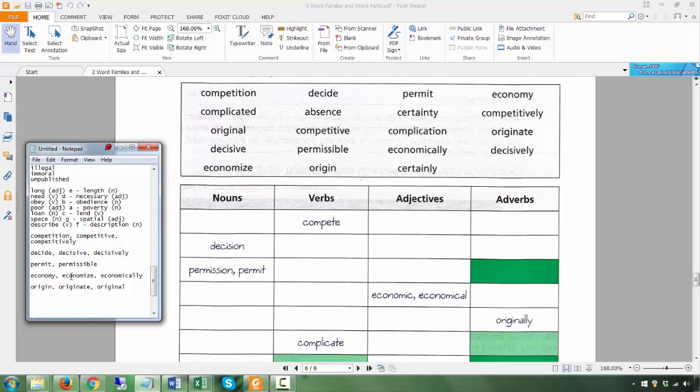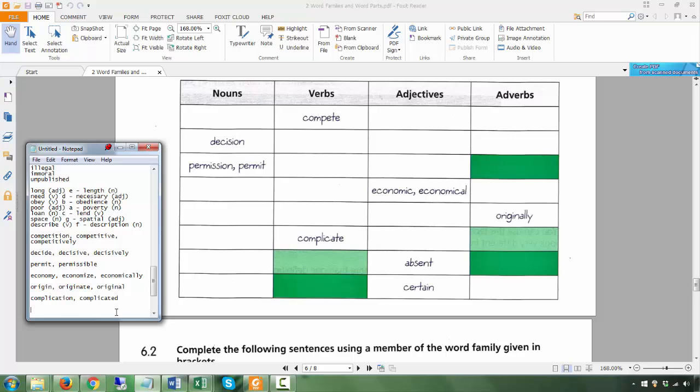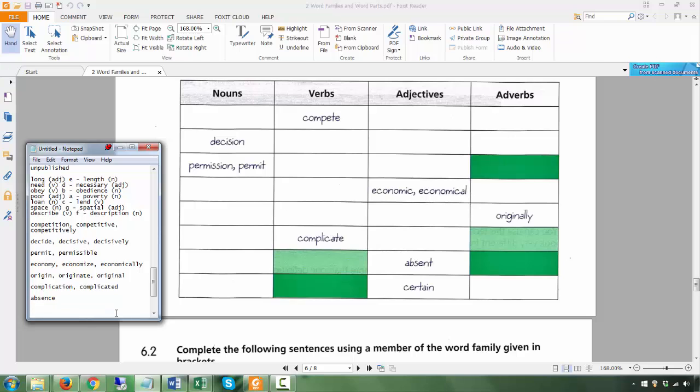Complicate, the verb is complicate, the noun will be complication. The adjective would be complicated. Absent, as an adjective, you only have the noun, which is absence. And certain, you have certainty as a noun, and certainly as an adverb. Okay, so that is how you fill in the blanks in this table. Not all words have every single word class form, right?